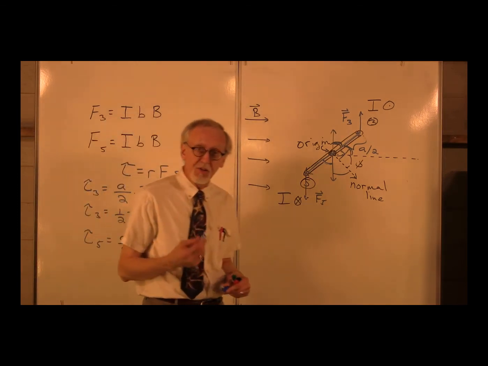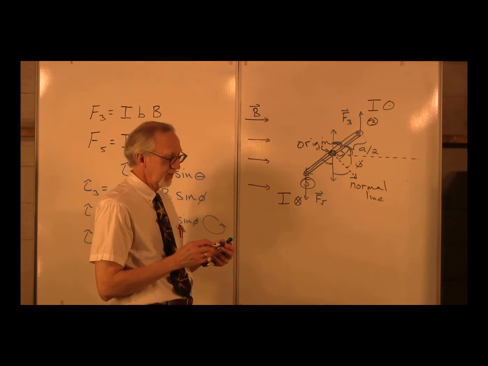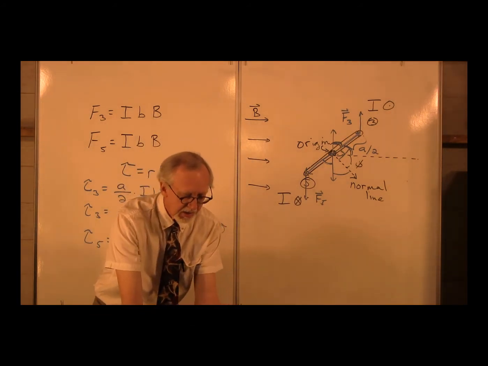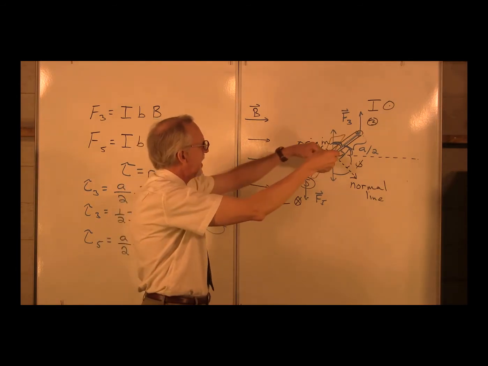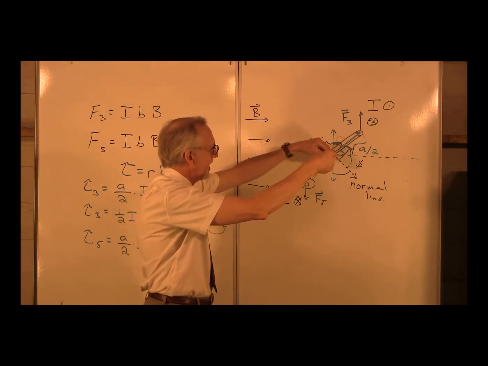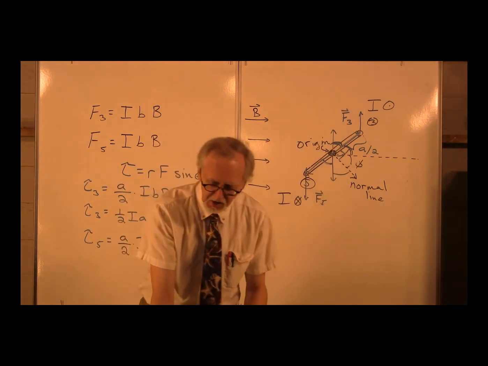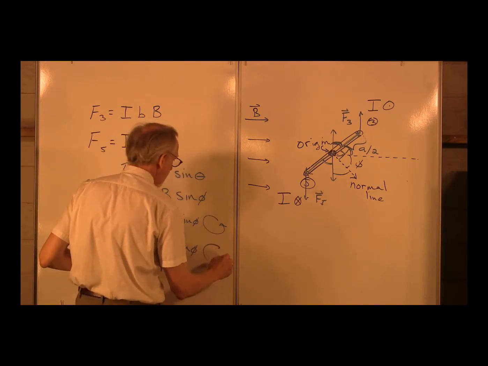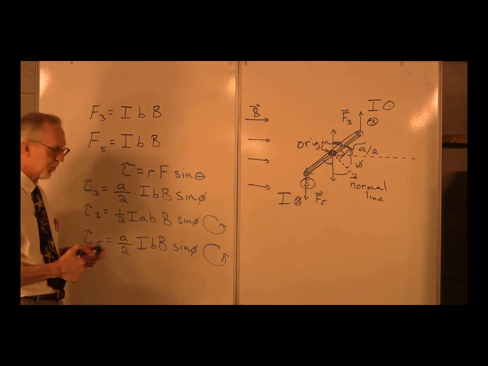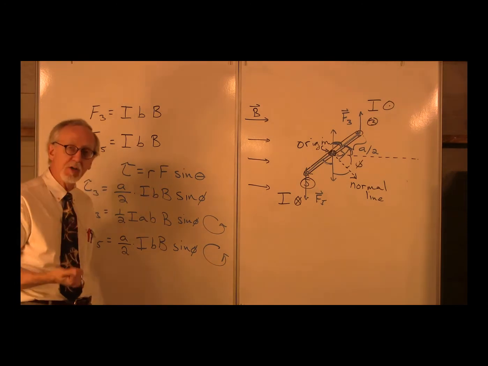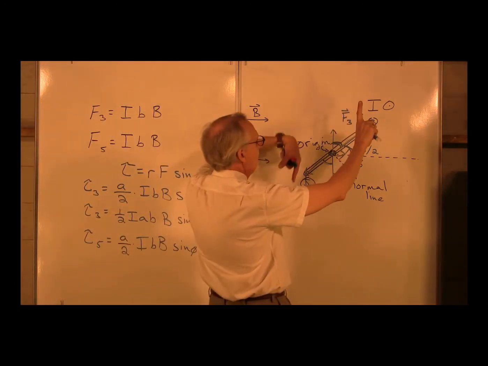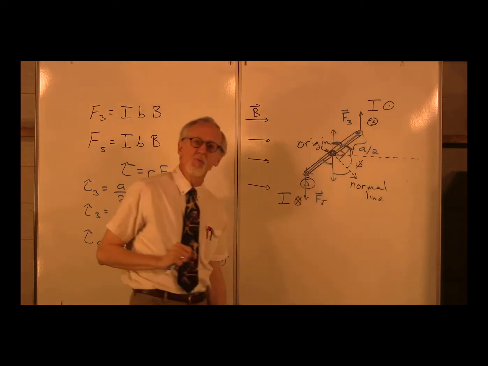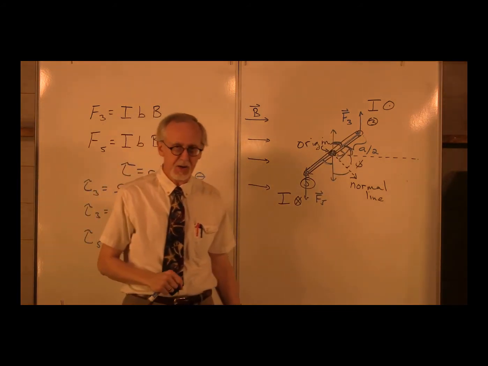What is the direction of the torque? The direction is the direction that the force would tend to rotate the loop. Again, this torque is going to rotate the loop in this direction, in a counterclockwise direction. So our torque is also counterclockwise for F5, for torque 5. Although the forces are in opposite directions, the torques are in the same direction. They both will tend to rotate the loop in a counterclockwise direction.